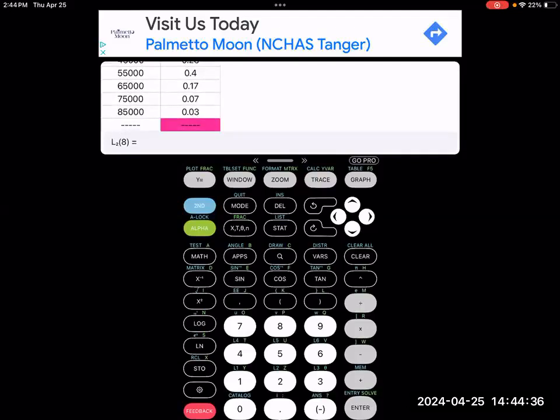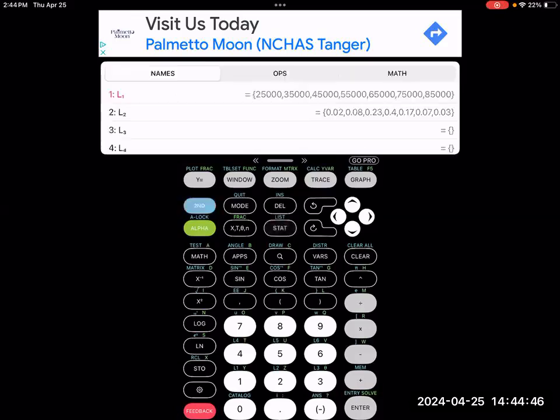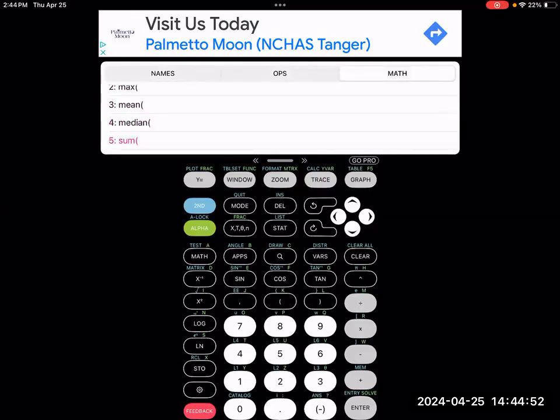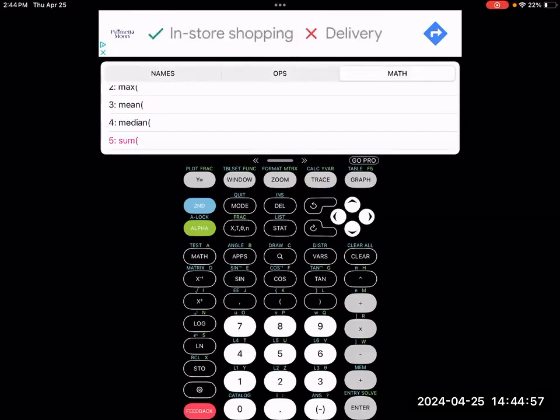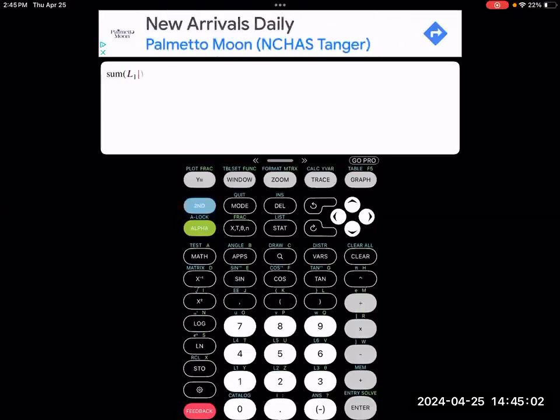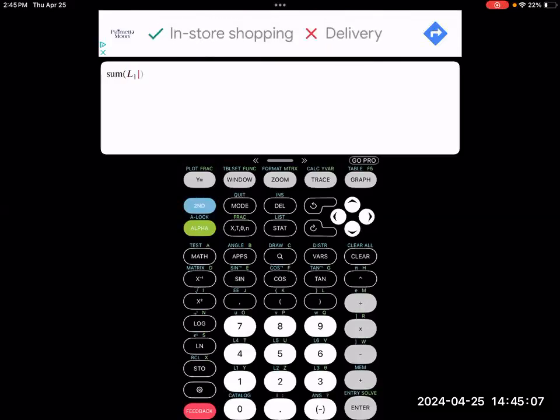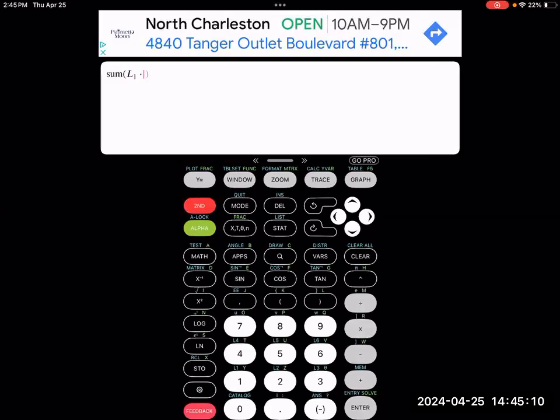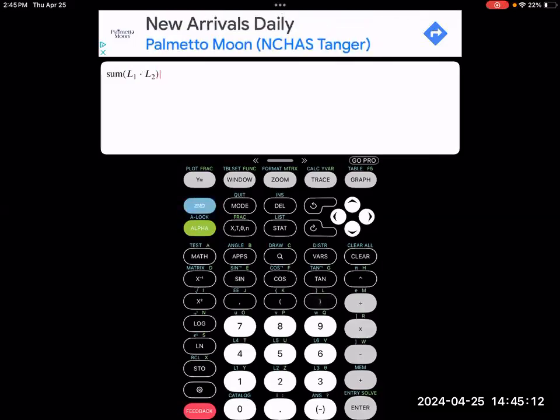Okay, now we're going to hit second mode. Mode is right up by that second button, the one right next to it on the right. Then we're going to hit second stat. You're going to go over to math and then all the way down to sum. Notice that you can also do your mean and your median here. We want something specific. We want your expected value. So we're going to hit sum, and then we're going to hit second one. The second button is going to pull up any value that's in blue on your calculator. We're going to multiply it, so times second two, close your parentheses, and hit enter.